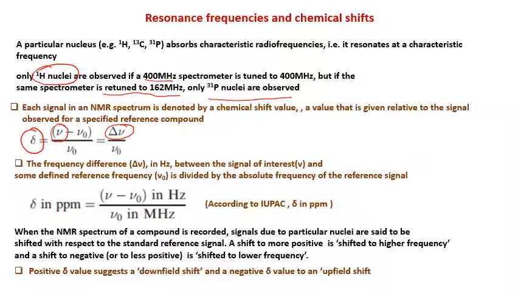The frequency difference delta nu is normally calculated in hertz between the signal of interest, nu, and some defined reference compound, for example tetramethylsilane, nu 0, and it is divided by the absolute frequency of the reference signal. Normally this is done in order to get a small number. According to IUPAC, delta is written as this frequency difference divided by the radio frequency of the reference compound, multiplied by 10 to the power 6, and this value then comes in the ppm range, parts per million.